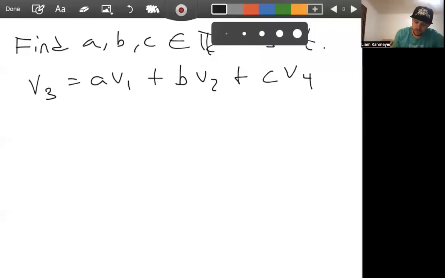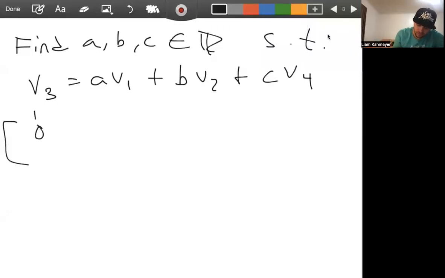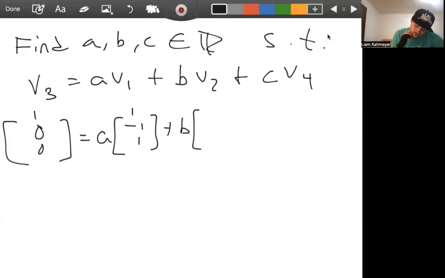Cool. Let's look here. Well, so V3 is 1, 0, 0 equals A times V1, which was 1, negative 1, 1, plus B times V2, which was 2, 1, negative 1, plus C times V4, which was 1, 1, 1.